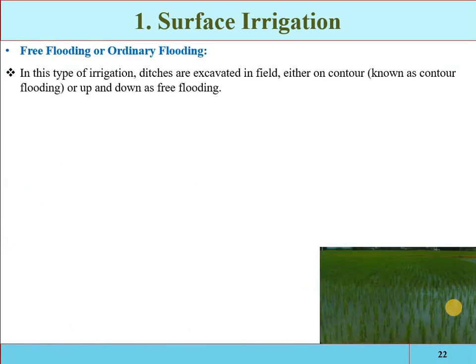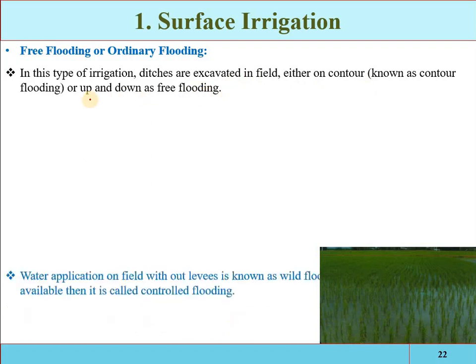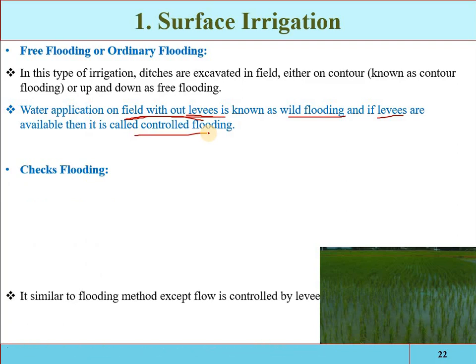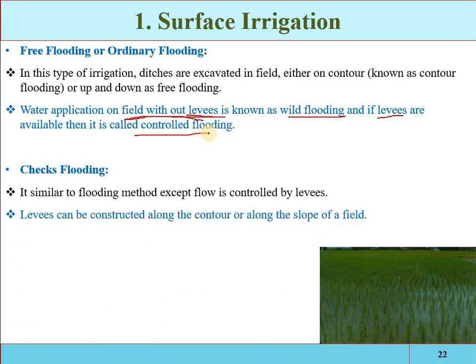Pre-flooding and ordinary flooding, as we have already discussed, in this type of irrigation, ditches are excavated in the field either on contour or up and down, which is free flooding. And water application on a field without levees means, suppose there is no levee, no border, no furrow, no basin, then the irrigation will be considered wild flooding. And if there are levees, there is control, there is guidance provided to the irrigation water, then this irrigation will be called controlled flooding. Check flooding is also an example of basin flooding in which levees are constructed in square or rectangular form.